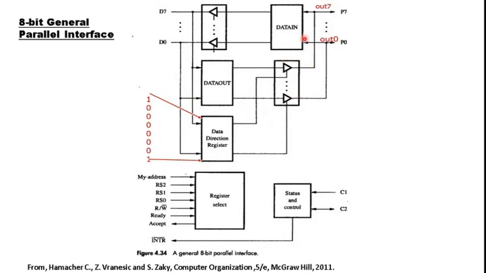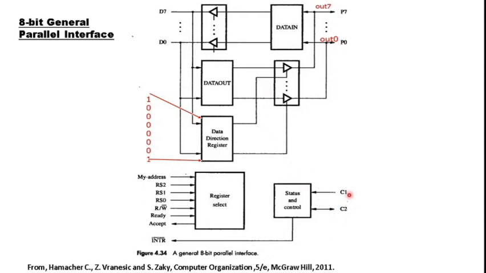But the remaining lines from P1 to P6 are exclusively used as input lines, and the device can use them to send data into the interface. So this is the role of the data direction register, and this is actually a generalized interface. This interface can work for any configuration of pins on the device side. Any pin can be made an input or output pin based on the setting of the data direction register. Then we will see the extra modifications done on this interface.